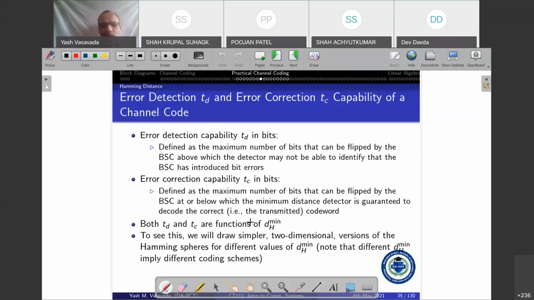Okay, so now, as I said, we'll draw the simpler 2-dimensional versions of diagrams for different values of minimum Hamming distance. And remember that as we go through these examples, you have to understand that these are for different coding schemes. One coding scheme will have only one value of DHmin. When we change DHmin, it means there is some other different coding scheme that somebody would have designed.